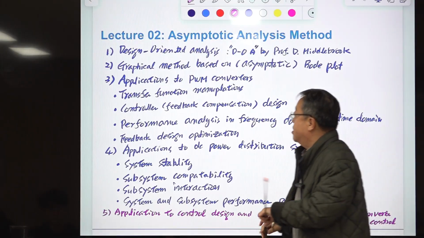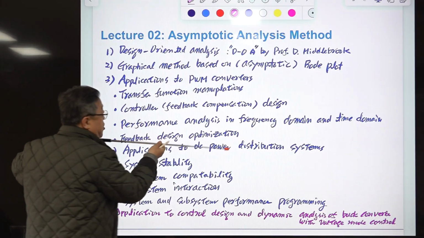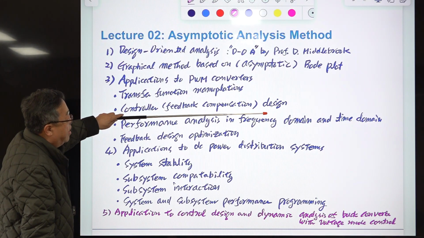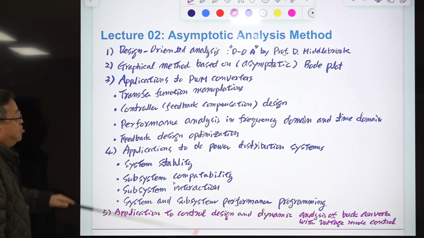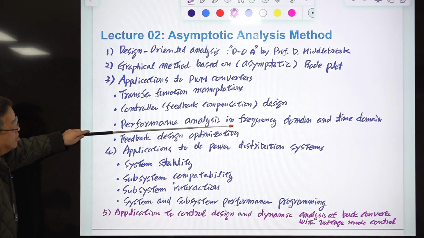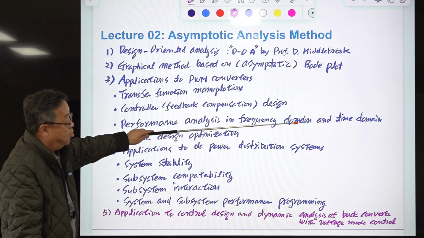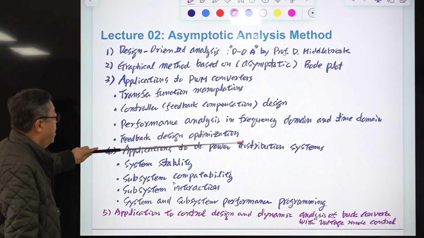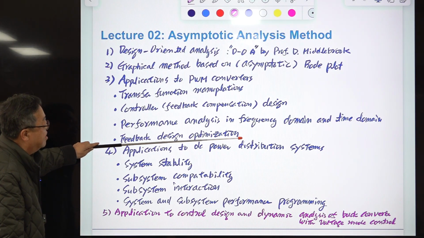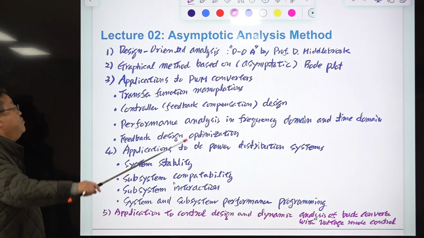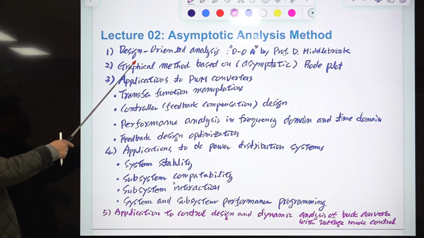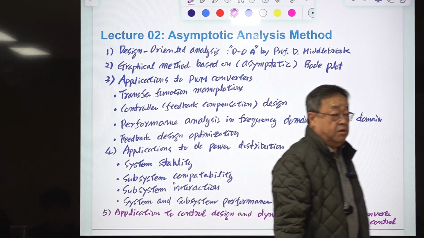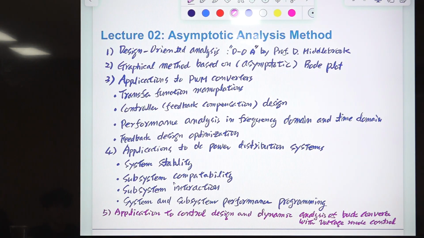We will be using that technique for control design, namely the feedback compensation design, and for performance analysis in the frequency domain and also in the time domain. And finally, feedback design optimization can be achieved using this technique. That is the asymptotic analysis method. There are many potentials of this method.